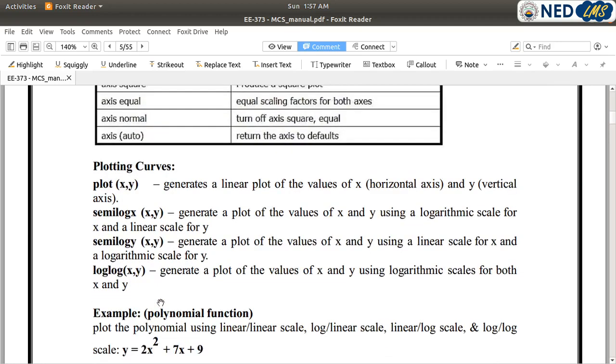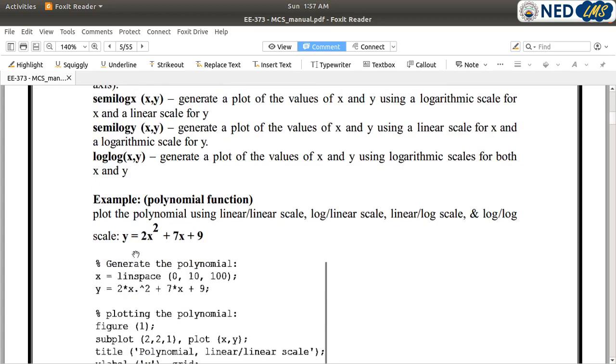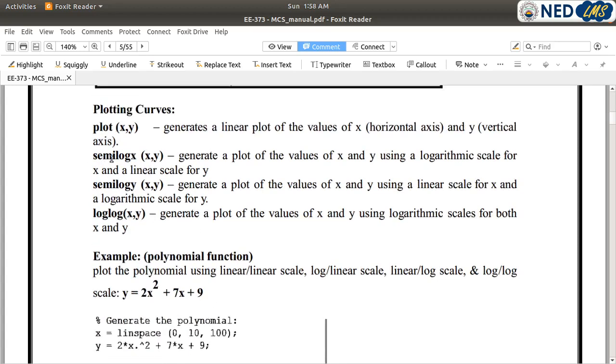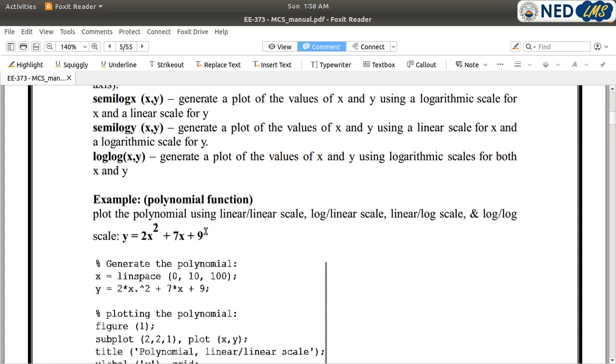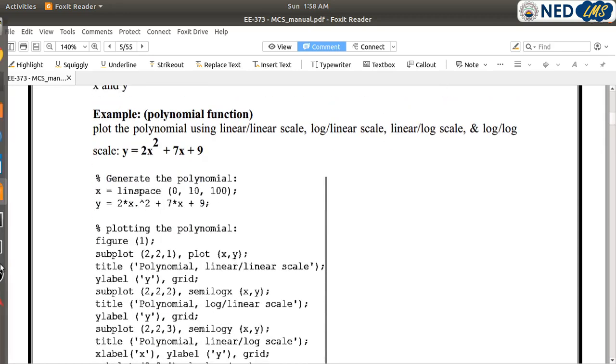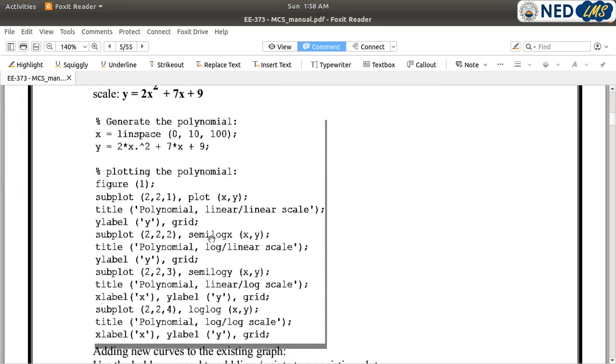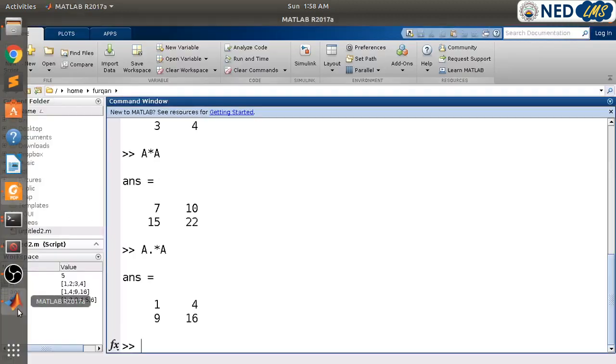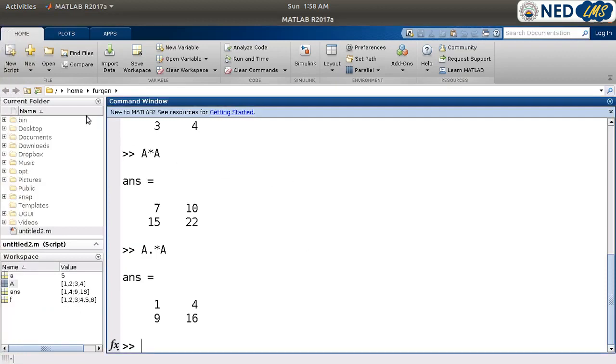Here there are some commands written for plotting. Let's see how we can use them by plotting this polynomial using these different plotting commands. I have made this program in this script. Just see how we can create the program in the script.